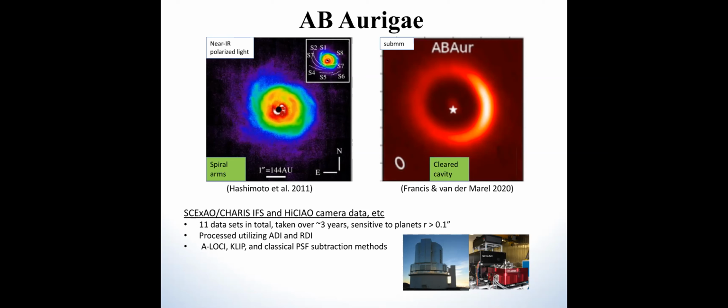We targeted AB Aurigae with SCExAO. We have a total of 11 data sets taken over 3 years, sensitive to planets exterior to about 0.1 arcseconds, or about 15 AU. We processed the data using a variety of methods, including angular differential imaging and reference star differential imaging, and using different PSF subtraction methods. So this is what we found.